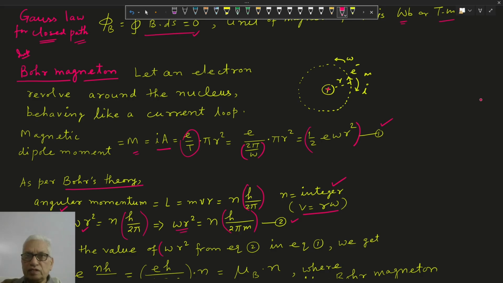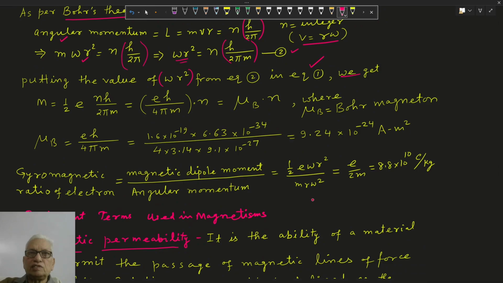तो पुटिंग द वैल्यू ऑफ ओमेगा r square फ्रॉम इक्वेशन 2, पुटिंग इन इक्वेशन 1, we get m equal to this 1 by 2e and omega r square की ये वैल्यू हो गई. तो हमने eh अपॉन 4π m लिख दिया. एंड इस क्वांटिटी को बोल रहे हैं बोर मैग्नेटॉन μB.